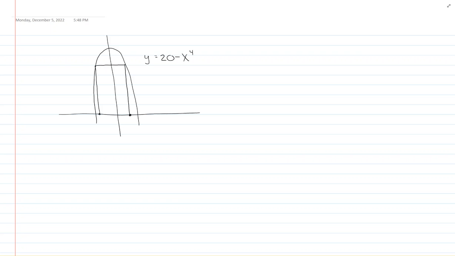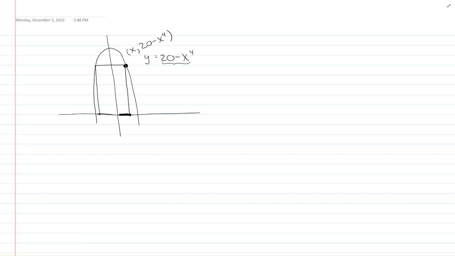So however far over x we go, the point up here is 20 minus x to the fourth. So like if I go over 1 unit, then going up would be 20 minus 1 to the fourth. If I go over 2 units, then it would be 20 minus 2 to the fourth, and so on. So if I don't know how far over I'm going to build my rectangle, this point here is going to be x, comma, 20 minus x to the fourth.